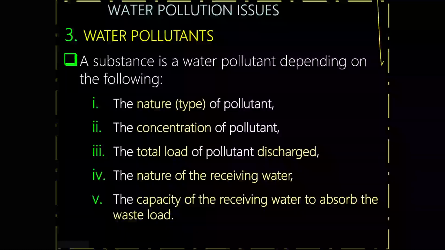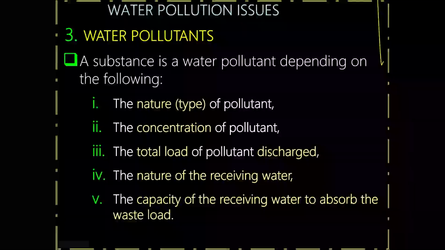What are the characteristics of the water that you are releasing your pollutant into, that you are releasing your hot water into? What is the temperature? What is the volume? Is it a small lagoon or is it a very large one? All of them you have to take into consideration. The nature of the receiving water, that's what we talked about. The capacity of receiving water to absorb the waste load. Will it be able to absorb? How much will you introduce into the water body? And you say that it is too much. You have to look at all that.